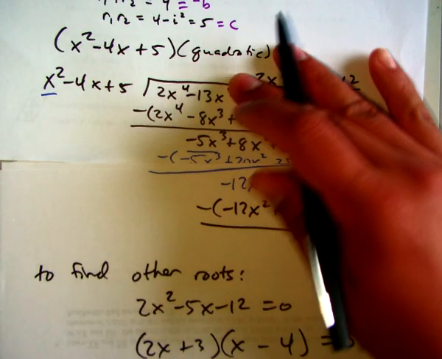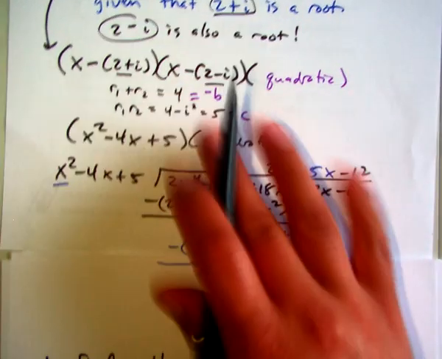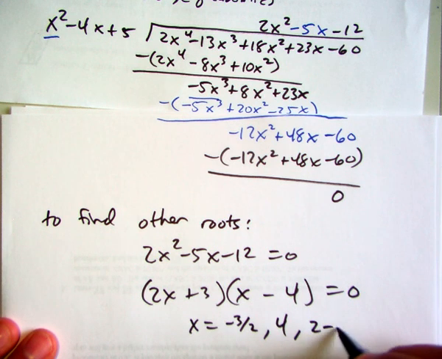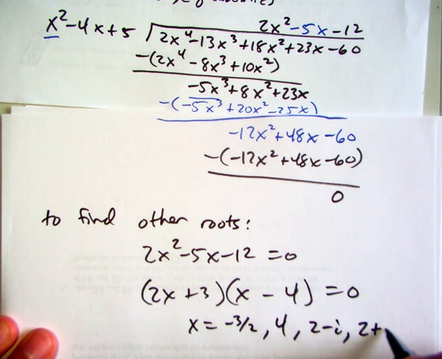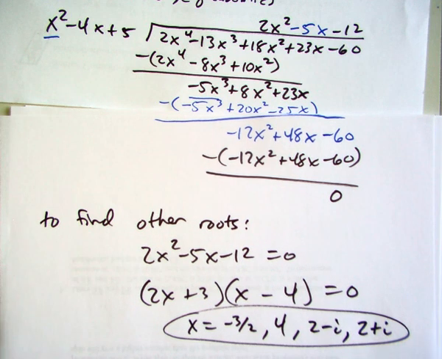So if we were given that 2 plus i is a root, 2 minus i is one of the other ones in addition to the one they already told us. So these are the 4 solutions for that equation. Okay?